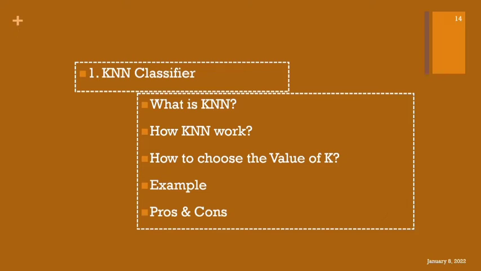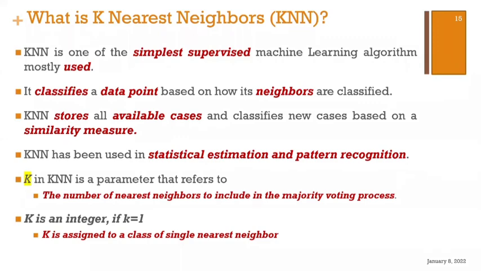Now, we're going to look at it briefly. What is K-nearest neighbor? How does it work? Then advice on how we choose the value of K, which is one of the very important hyperparameters when it comes to K-nearest neighbor. And then we will consider a couple of examples. Then we are going to discuss the advantages and the disadvantages of it.